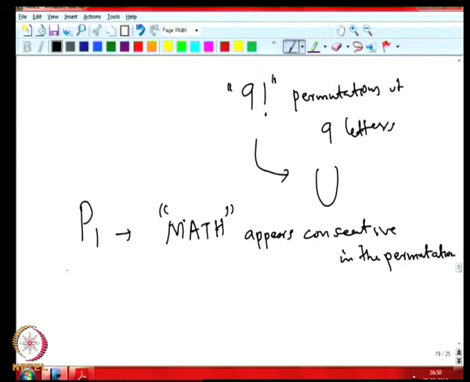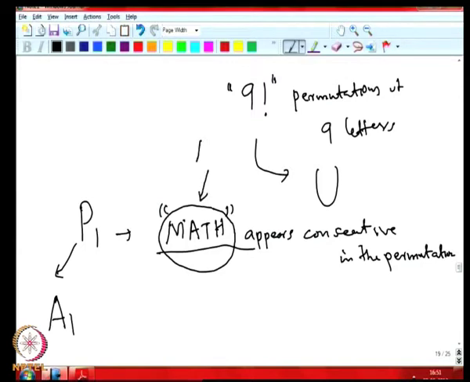Unfortunately, sorry, we can easily find this thing. This is easy to find. How many are there? Let us say A1 is the set of permutations, a subset of the universe, such that math appears consecutive. We have seen this kind of problem before. What we do is think of this as one letter, say M dash, and then the remaining letters. How many are there? Out of 9 letters, we compress 4 into 1.